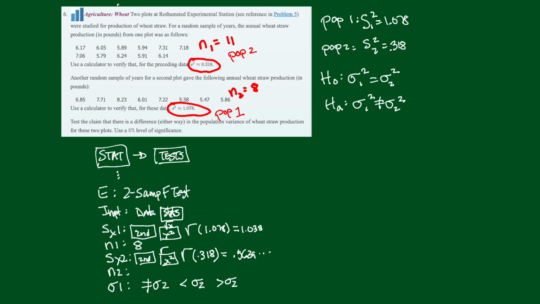All right, N2. What's our population size for the second population? That was our second population, 11. So put 11 in here.